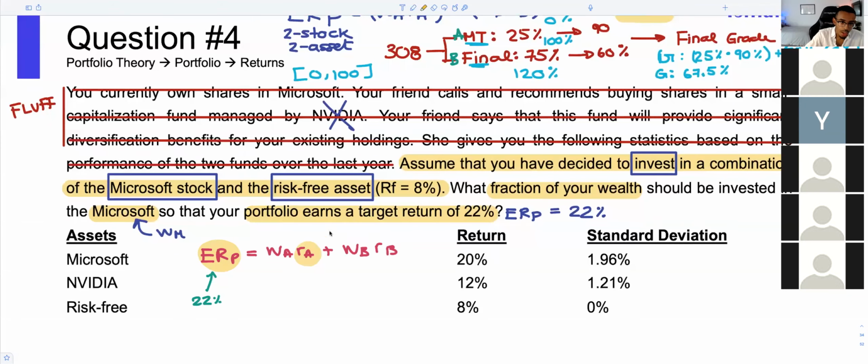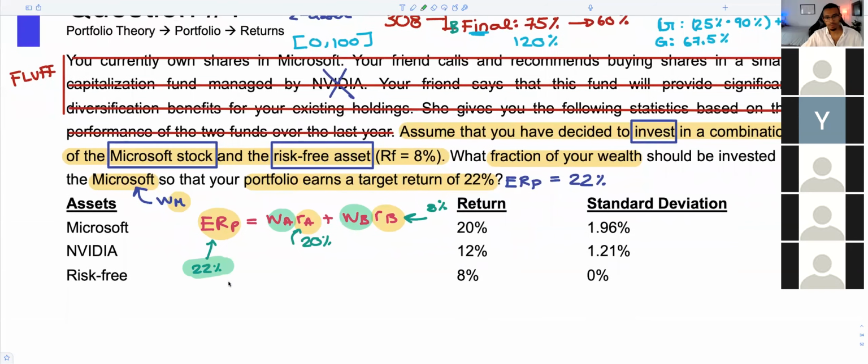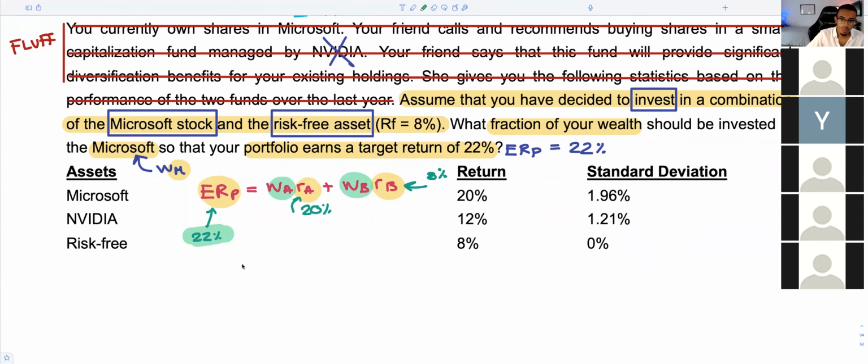We have the return of A, which we could call Microsoft if we want, which is 20%. And we have the return of B, which would be the risk-free rate, which we know is 8%. And we want to know how much has to be invested in Microsoft and technically also in the risk-free asset for us to earn this as our return of our portfolio.